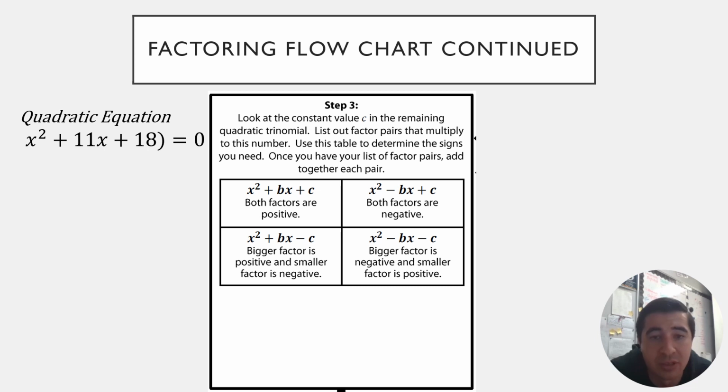If you circled the top left box, you are correct. Our B value is positive, our C value is positive, so both factors are going to be positive. So we would have that top box highlighted.